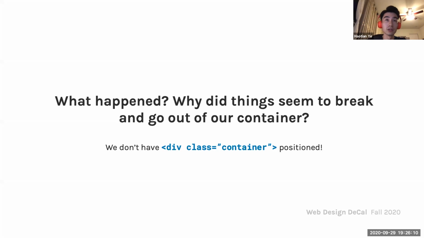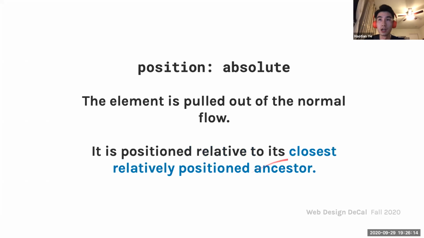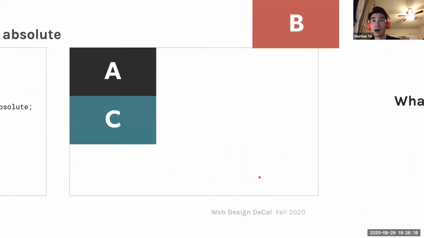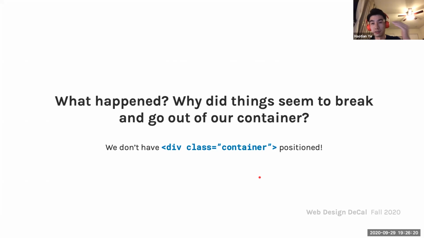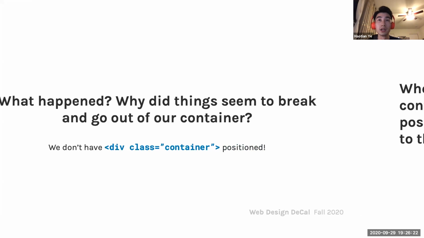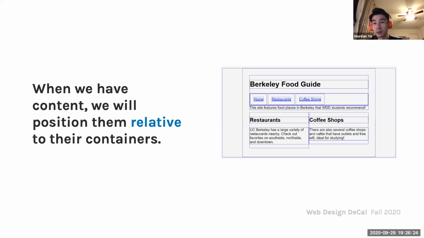So that's what I meant by the couple slides ago. It says closest relatively positioned ancestors. So this is where we need a combination of relative and absolute. So back to this slide, when I explained when we have content, we place them relative to their containers with this restaurant container example. And the relative CSS value is going to be important.